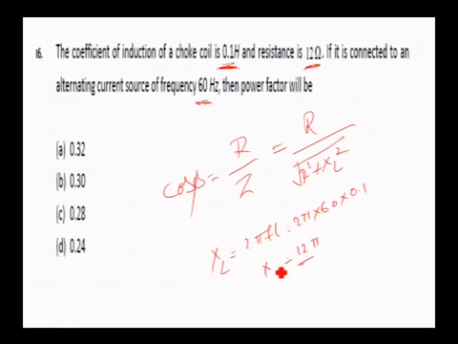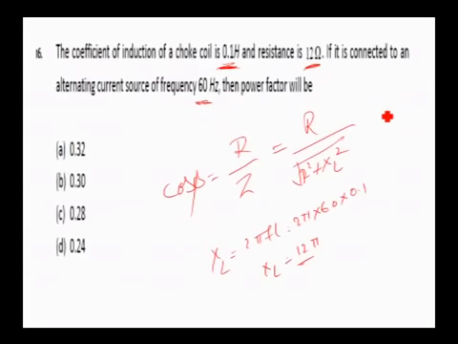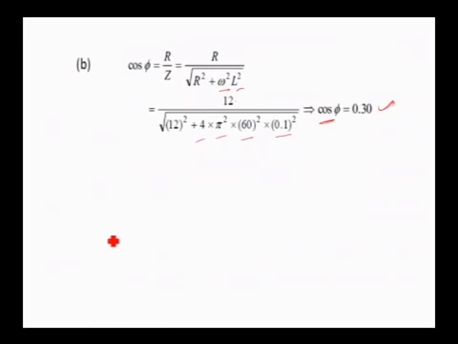Simplifying this, we have omega square L square, so 4 pi square 60 square 0.1 square. After simplifying all these, we get cos phi approximately 0.3, because if you see all the 4 options, they are actually quite similar options, but it can be simplified. Approximately you will get the value as 0.3.